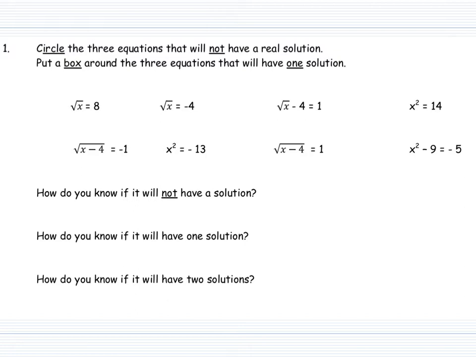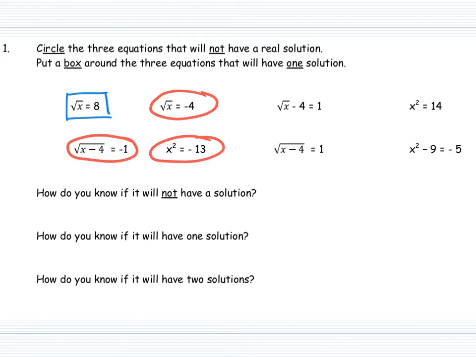So square root of x equals -4 will not have a solution. X squared equals -13 will not have a solution. And the square root of x minus 4 equals -1 will also not have a solution. Anything that will have one solution is the square root of something equaling a positive number. That's just going to be a single number.